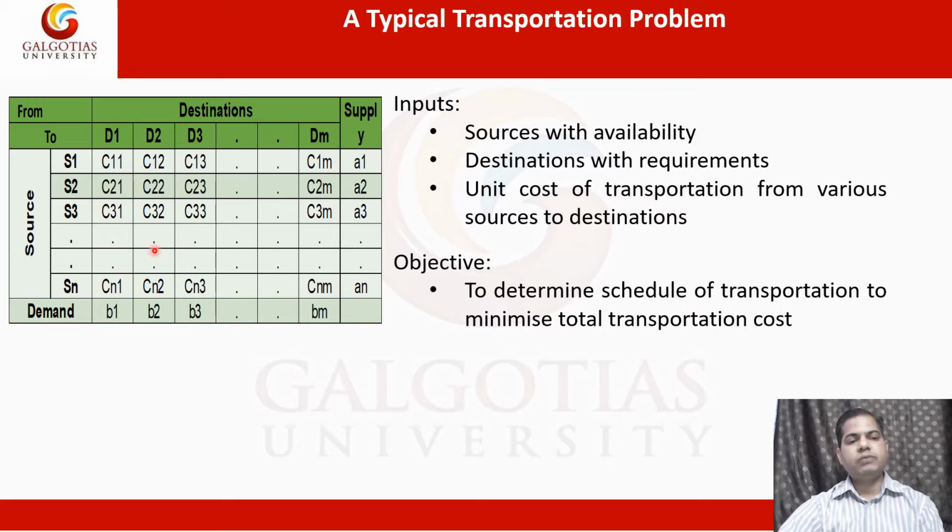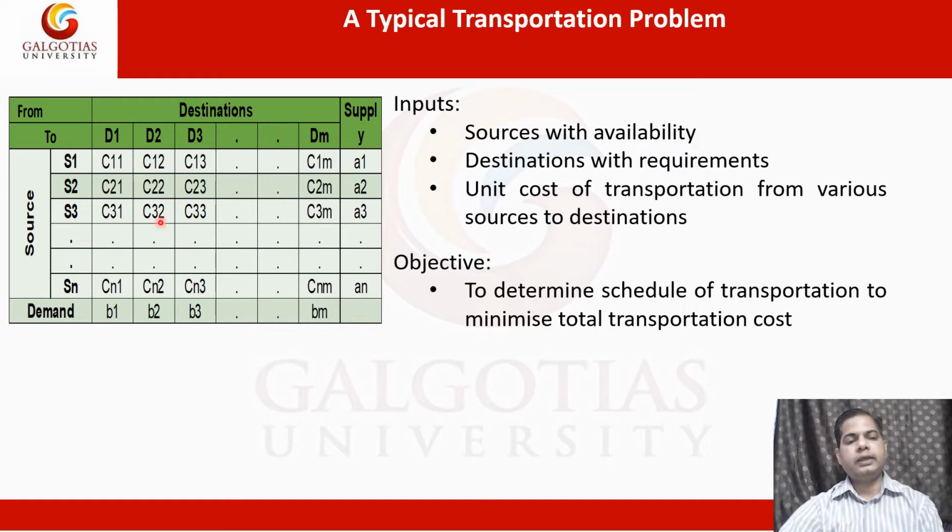So these are my sources and destinations. A1, A2, A3, An are the maximum supply which can be provided from S1, S2, S3 and Sn. Similarly, B1, B2, B3 and Bm are the demands of the different destinations. D1's demand is B1, D2's demand is B2, D3's demand is B3, and so on.